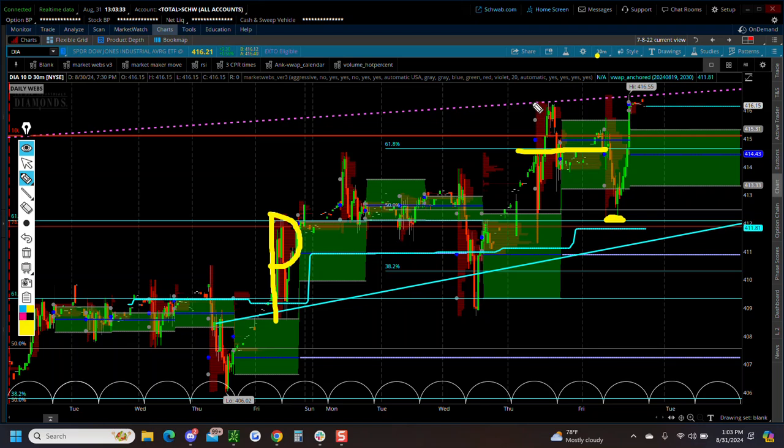This proved to be distribution. This date right here was distribution, and we went right back into the distribution area with no proven support till all the way down here. So 412 is our proven support so far. So you really didn't want to be long this going into the overnight or the weekend. You really didn't.